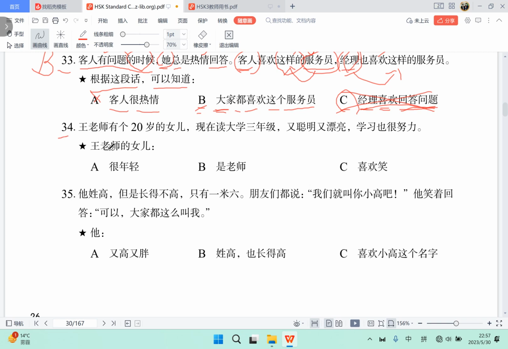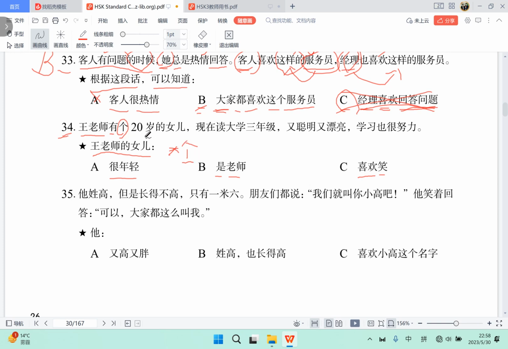And the 34, 王老师的女儿, so daughter or 王老师 is doctor, teacher Wang's daughter. 很年轻, very young. 是老师, is a teacher. 喜欢笑, like to smile. And the text 王老师有个, so 有一个 is has a, but because the number is one, so we just omit the number. We just use 个 to indicate that it is one daughter.